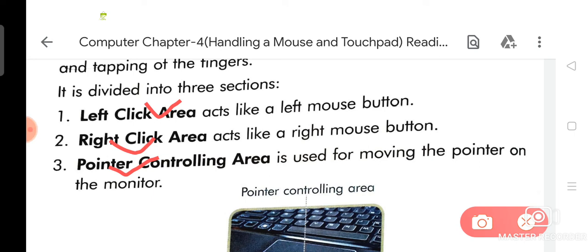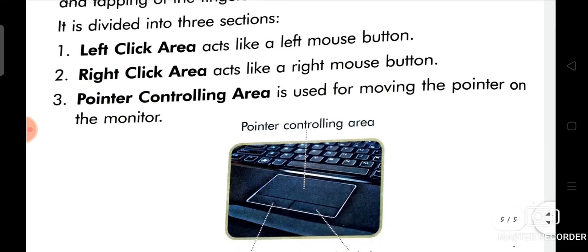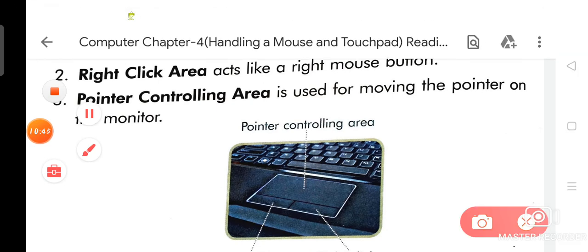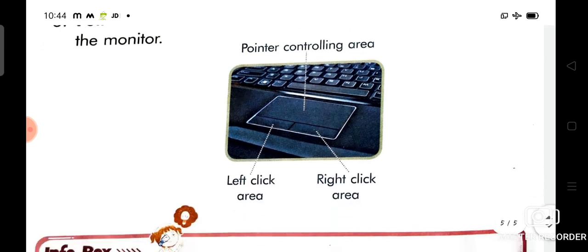The left click area acts like a left mouse button. Number second, the right click area acts like a right mouse button. Number third, the pointer controlling area is used for moving the pointer on the monitor. So as you can see, this one is the left click area, this one is the right click area, and this is the pointer controlling area.